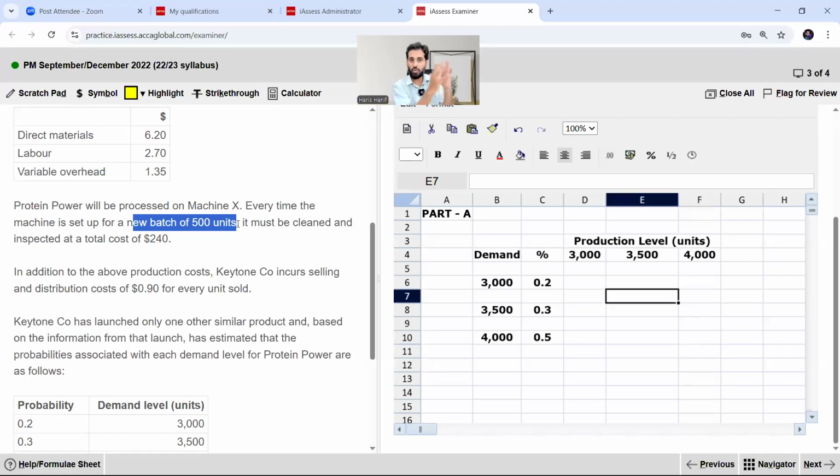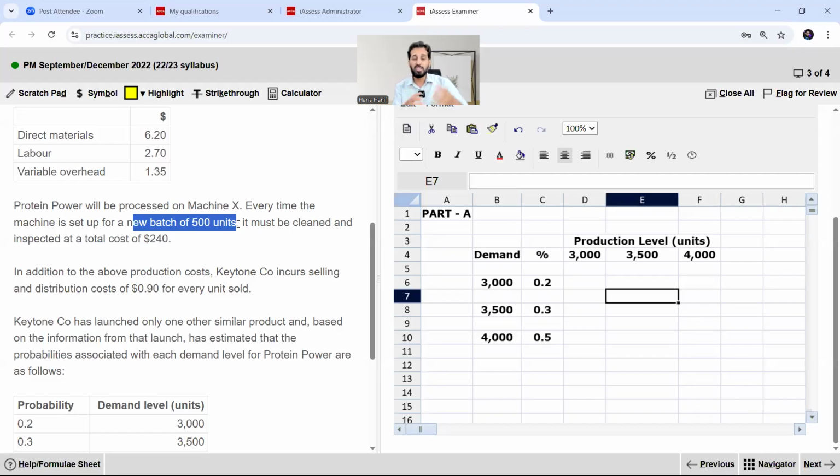So the machine is going to be set up. What is the setup? Setup means getting the machine ready. The oiling is done, the machine is ready to produce. That's called the setup. Just imagine a restaurant producing pizza, burger, whatever food they are serving.